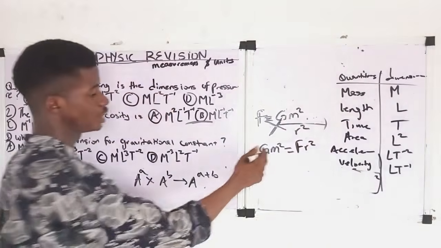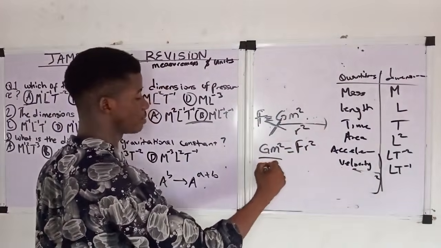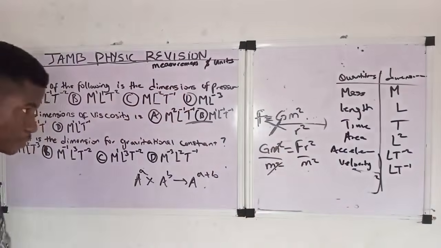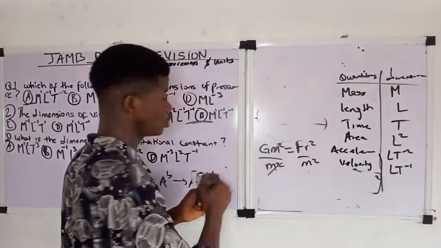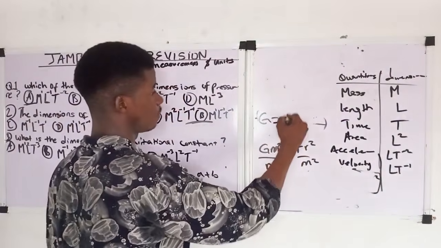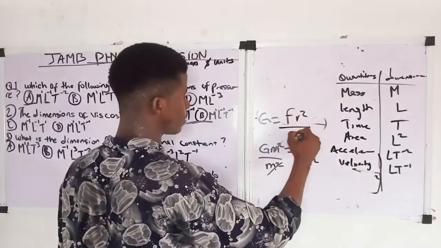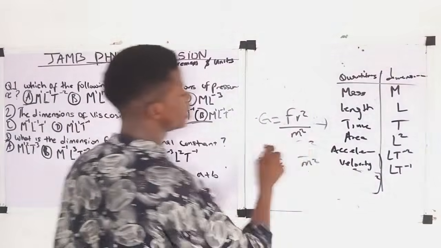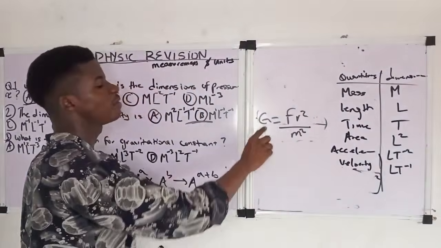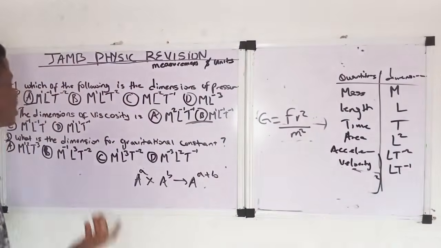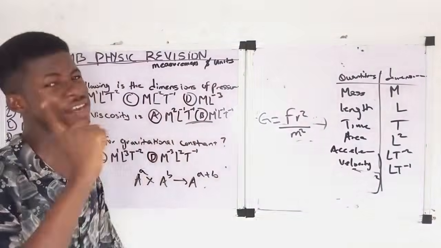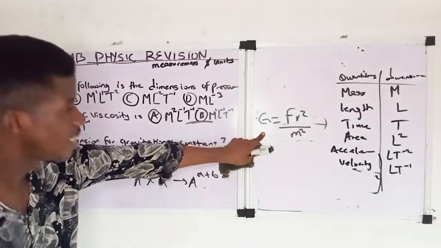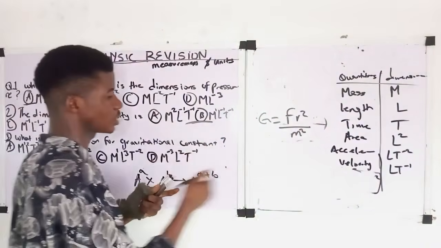Yes. Remember we're looking for G. We divide both sides by M squared, right? So if you divide both sides by M squared, G will be equal to F times the square of the radius divided by the square of the mass, right? Yes. Now what are we looking for? We're looking for G, right? Yes. So this is the gravitational constant. So the very first thing is that we need to know the formula of the quantity, right? Yes. Since we know the formula, let's continue now.